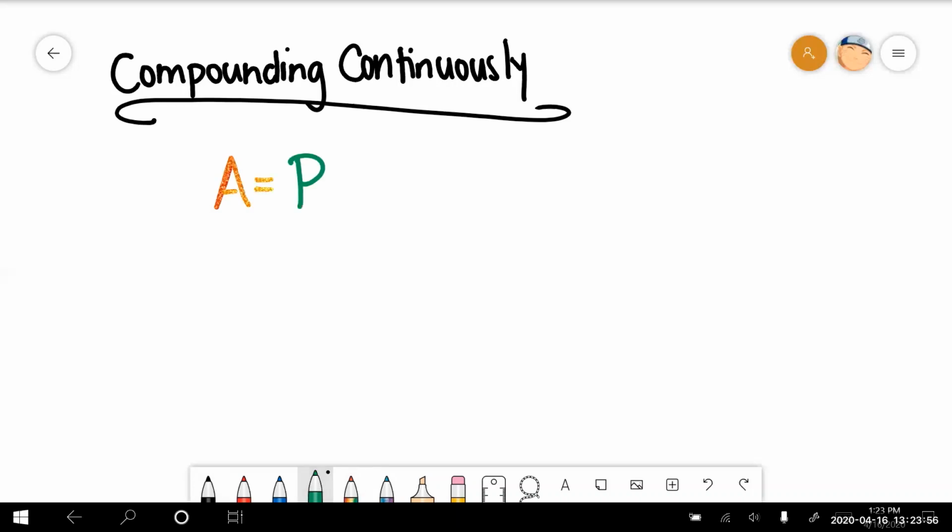We're still using the principal, but this time we're using this letter E, which again is a constant, okay, 2.17. Well, we're using the letter E to represent the compounding continuously. And this time we've got R up in the exponent multiplied by the time. So if you do run into compounding continuously, this is the equation you would have to use in order to determine how much money is now in the bank.